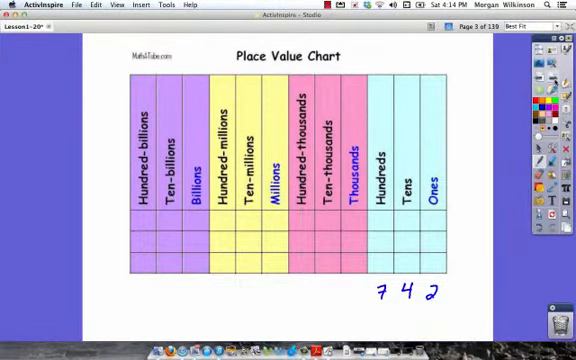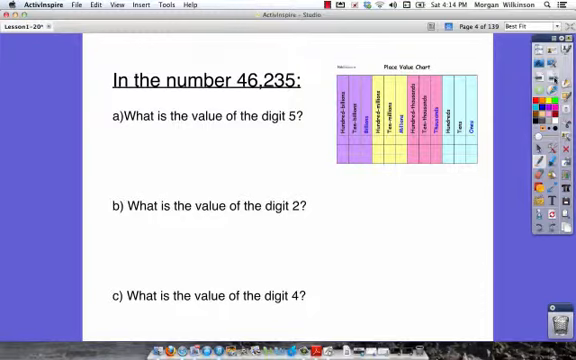Let's go ahead and answer a question. First question we have, in the number 46,235, part A says, what is the value of the digit 5? Well, the digit 5 we can see right here, and that digit 5 is our first one. It must be in the ones spot. One way we could look at that would be to write our number out beneath our box, 46,235. And we can see that the 5 must be in the ones.